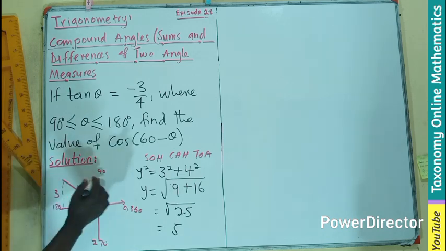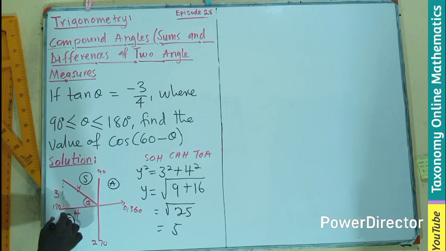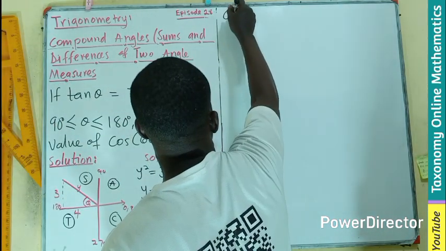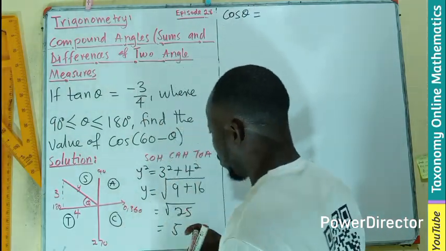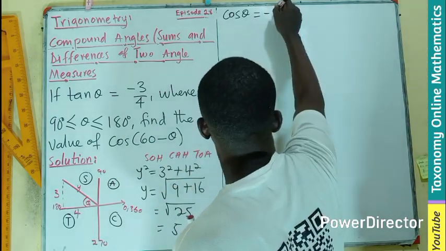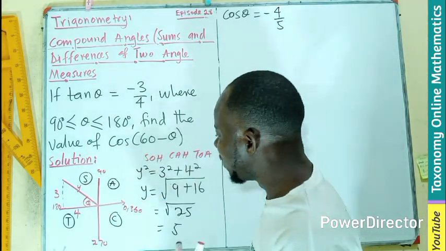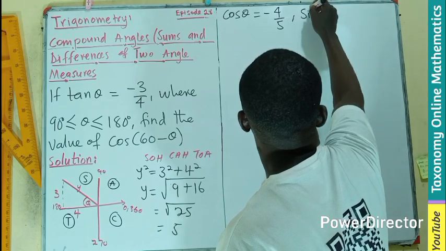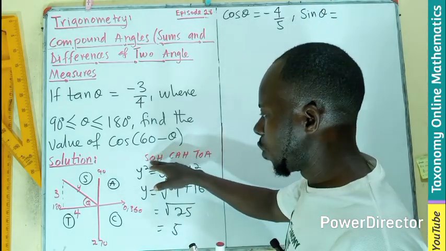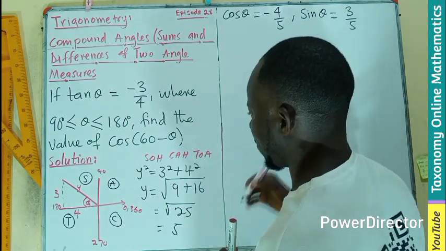Now in this quadrant, all is positive in the first, sine is positive here, tan is positive here, and cos is positive here. So it is only sine that is positive in this quadrant. So if I'm going to find the cos of that angle, which is the adjacent side 4 divided by the hypotenuse 5, it will be negative 4 on 5, because cos is not positive here, but negative. Then the sine of the same angle is opposite side 3 over hypotenuse 5, so 3 on 5.